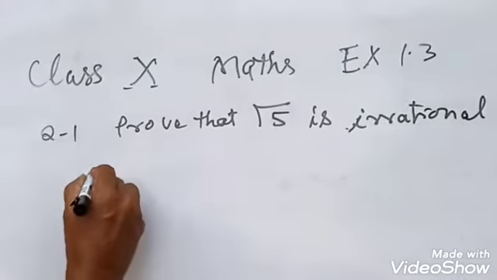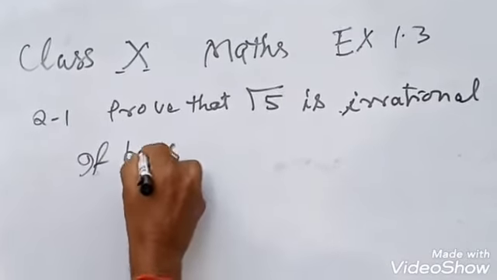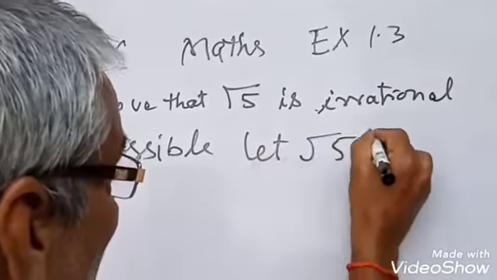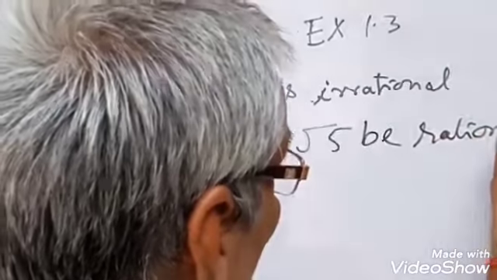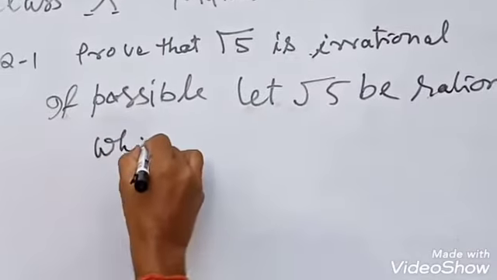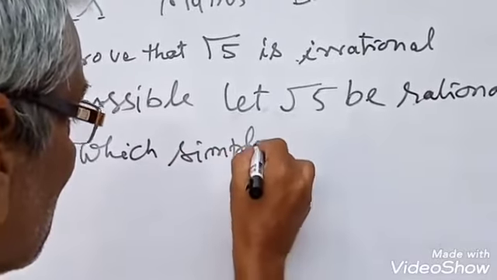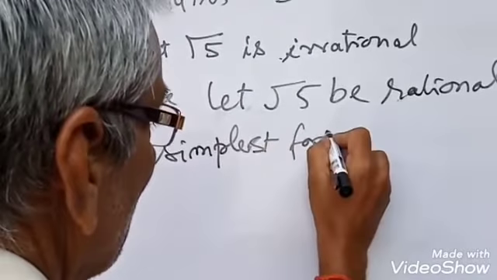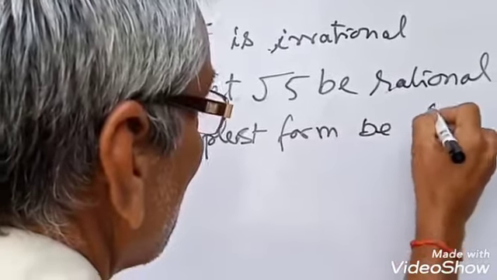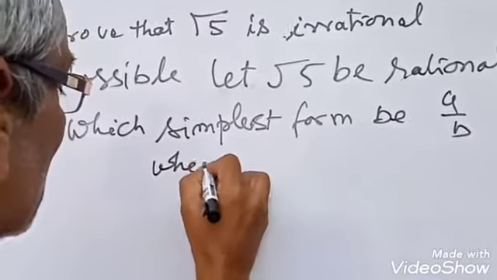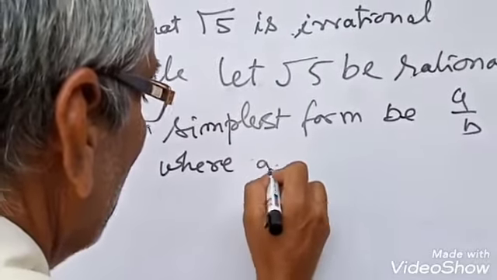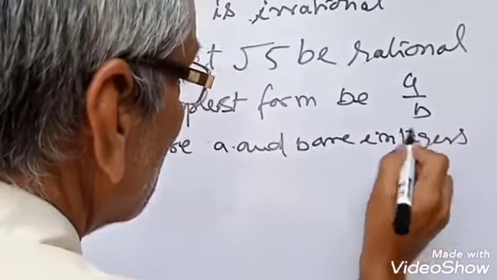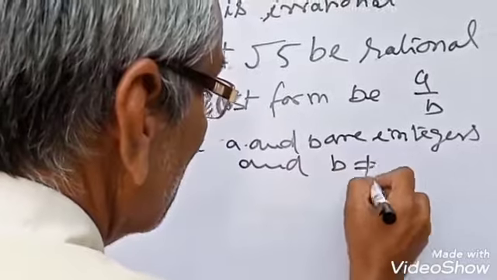So if possible, let root 5 be rational, which in simplest form is a by b, where a and b are integers and b is not equal to 0.